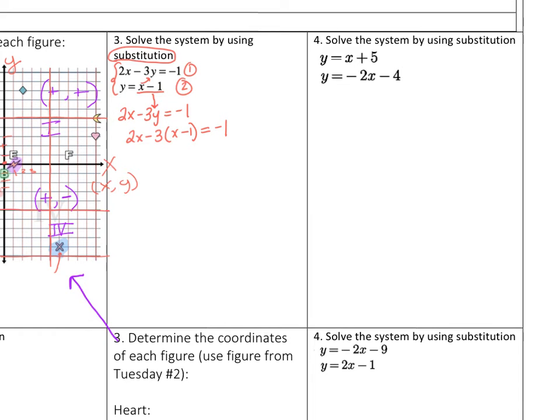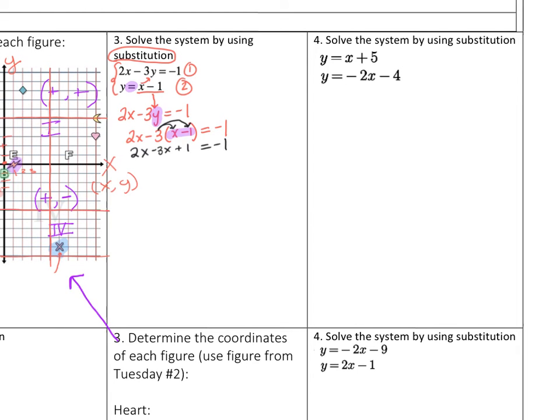And all I did, and I'm going to highlight it in purple, was plug in the value for y that it told me right here. Y is equal to x minus 1, and that's what I put in. I put parentheses because you have to distribute that negative 3 to both of those numbers on the inside. So negative 3 times x is negative 3x, and negative 3 times negative 1 is actually positive 1. Everything else stays the same, so it's still equal to negative 1, and I still have this 2x over here.